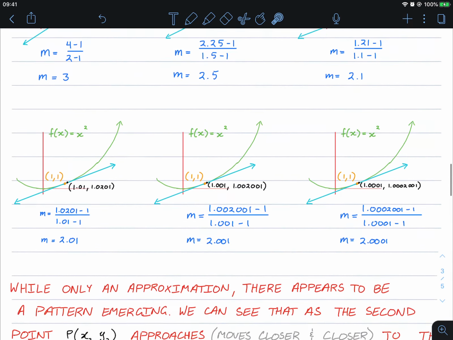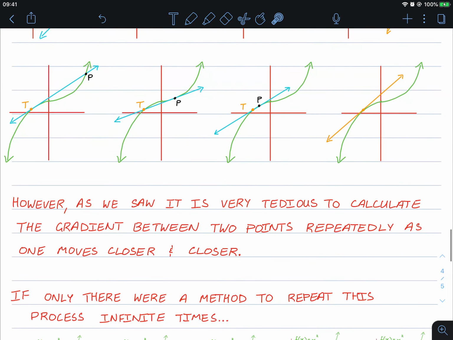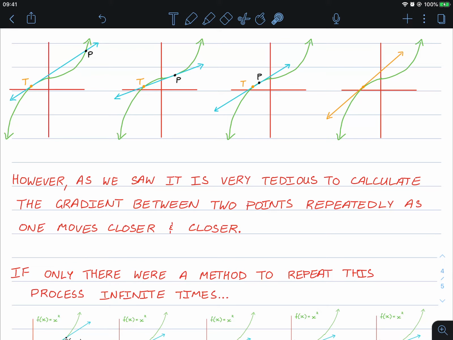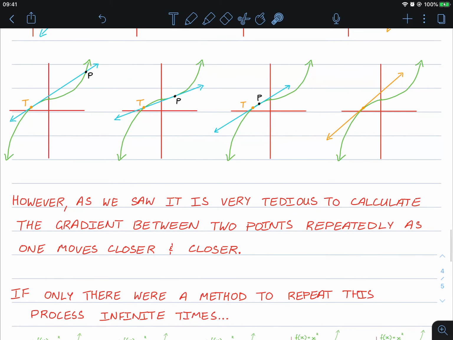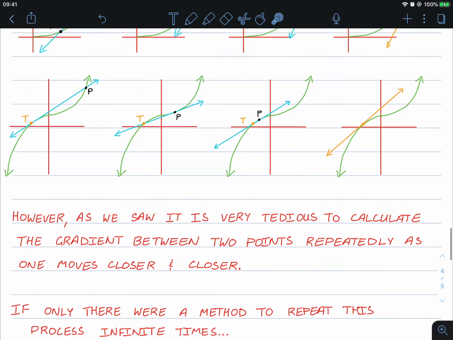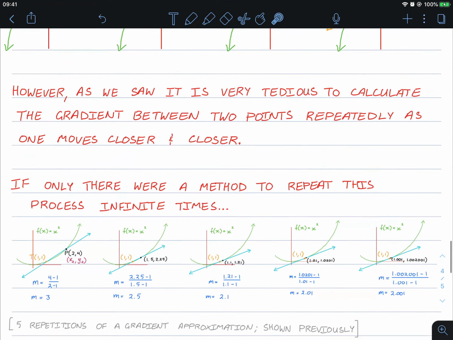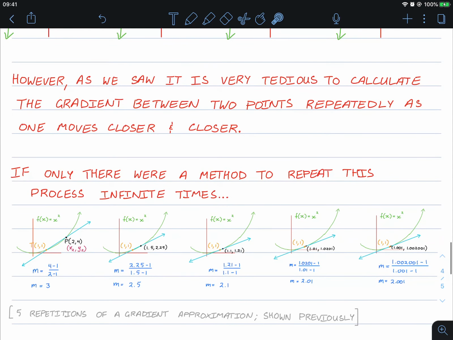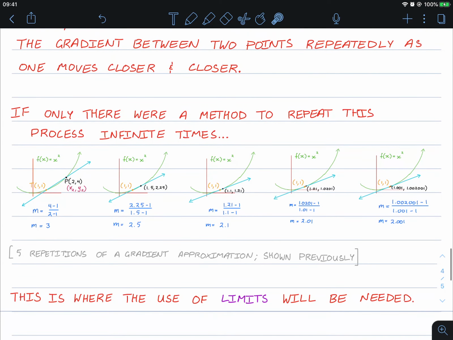However, as we saw here, this was just 6 repetitions of calculating the gradient. We saw that it's very tedious to calculate the gradient between two points repeatedly as one moves closer and closer. So we don't want to do this manually every time. So if only there were a method to repeat this process infinite times, rather than doing it manually once, twice, 3 times, 4 times. So in this case, there were 5 repetitions of the gradient approximations. If only there's a way to do this instantaneously infinite times. Well, this is where the use of limits will be needed.